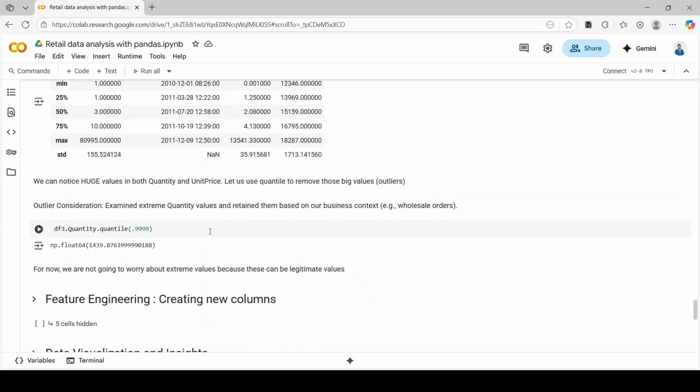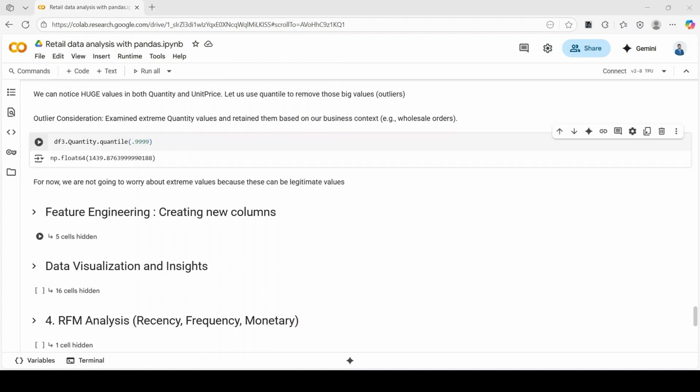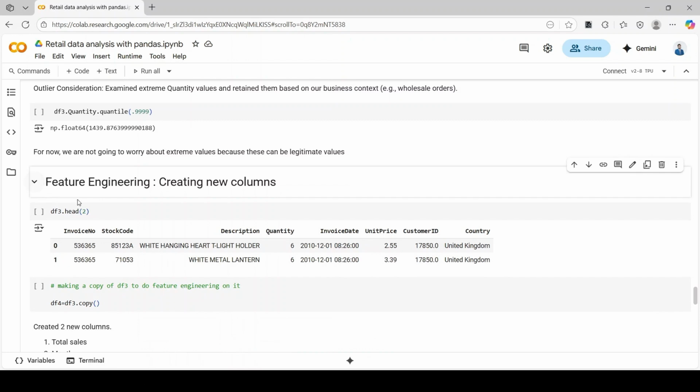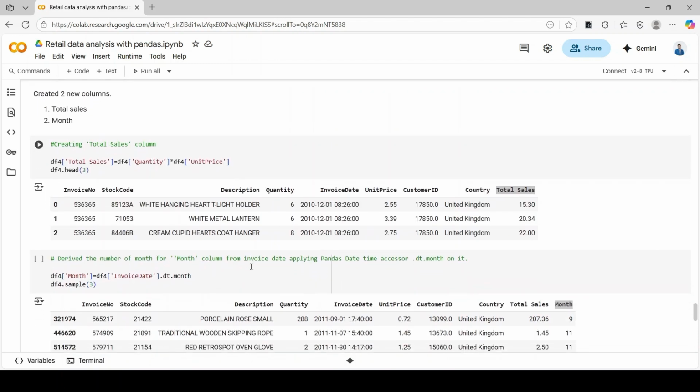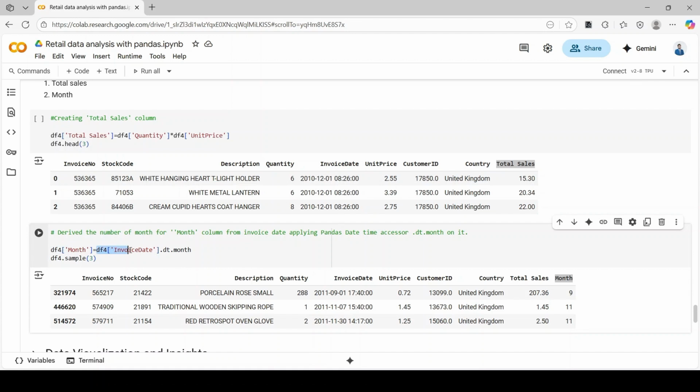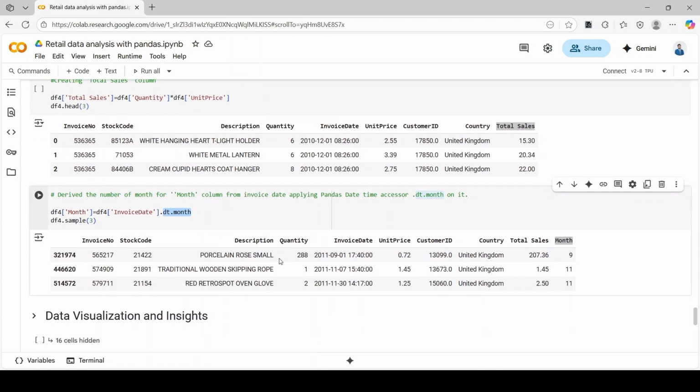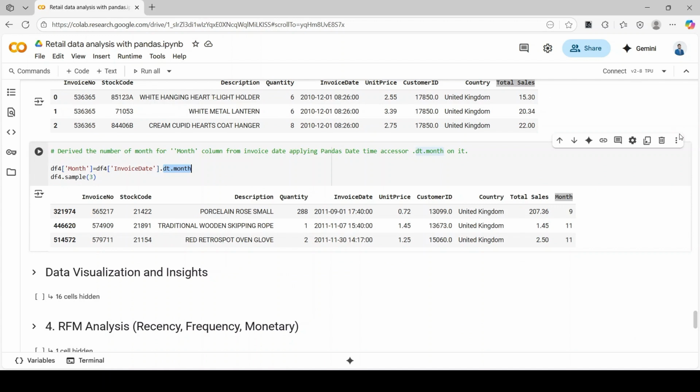Outliers, such as large business orders, were examined with caution using the quantity quantile function. If they made sense, then they were retained, for example, wholesale orders. Then I created some new features to enrich my analysis, such as total sales, which was calculated for each of the transactions by multiplying quantity with unit price. I also extracted month from the invoice date using the .dt.month Pandas datetime accessor, so that this month column can be used for trend analysis in the next steps.